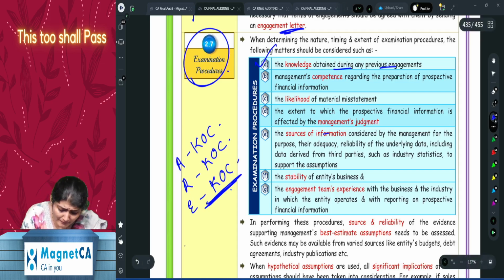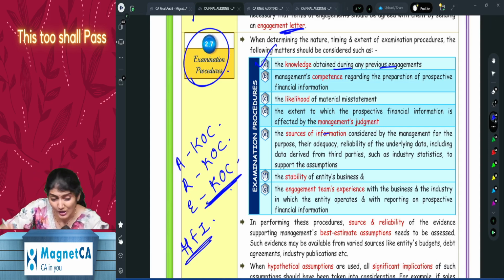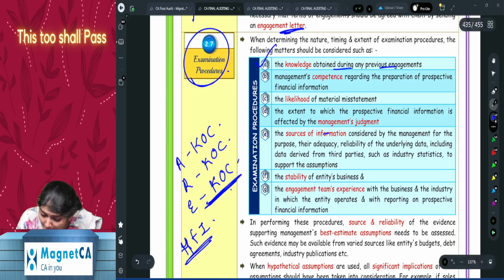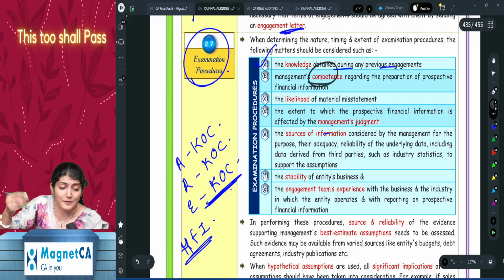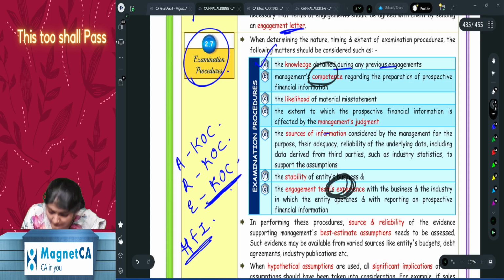Now, see, preparing historical financial information is like a routine affair. Every quarter, every year they prepare. But prospective might be more creative work. So you have to look into the competence of the management who is preparing the prospective. And again, for the engagement team also, doing examination is more creative work. So even the engagement team's experience. So the client's competence and also the engagement team's experience.